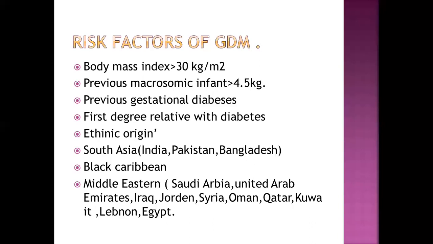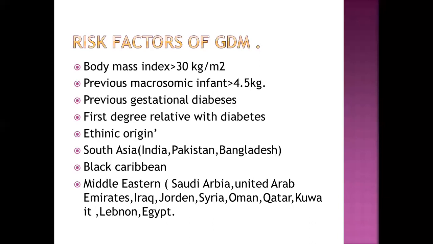If the patient's first degree relative is suffering from diabetes mellitus, again she has an increased risk. Ethnicity, as we discussed: if you belong to Pakistan, Bangladesh and India, there is a 7.6 to 12% risk that these patients have GDM.